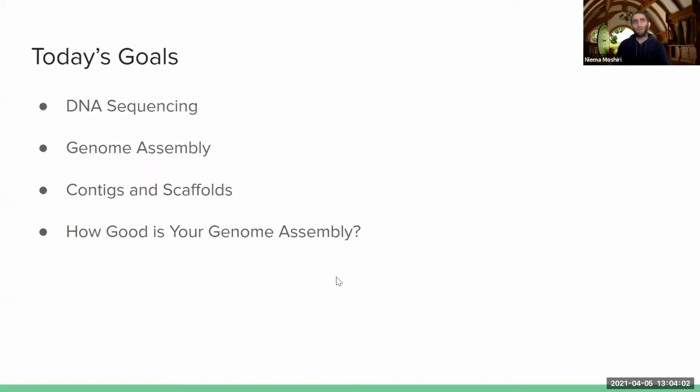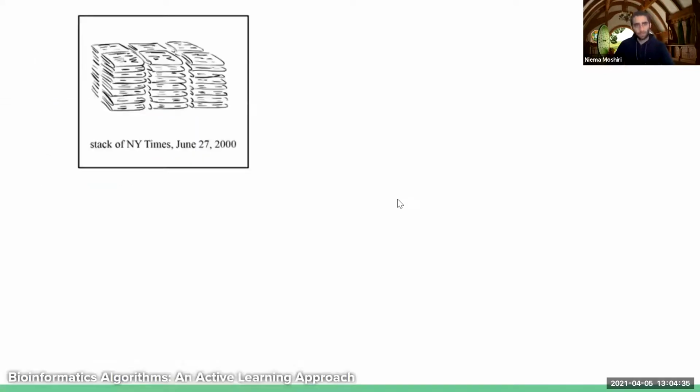So today's goals: we're going to talk about DNA sequencing in general. I'm assuming you can get by this lecture without any prior experience with DNA sequencing technologies. I'll go over everything from scratch. We'll talk about genome assembly, so how do I actually reconstruct the genome of this hidden organism? We're going to talk about some concepts called contigs and scaffolds that you'll learn more about once we get to the genome assembly section. And we'll talk about how I can assess that a given genome assembly that I've constructed is actually good. So first, DNA sequencing.